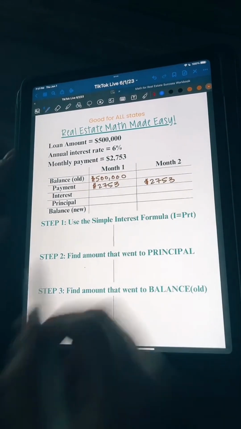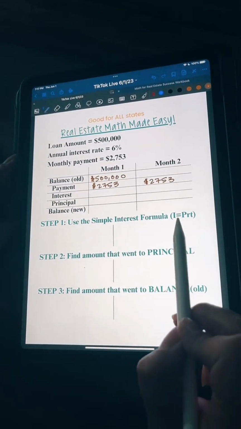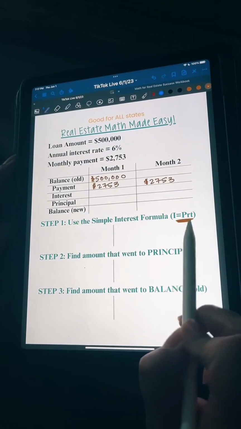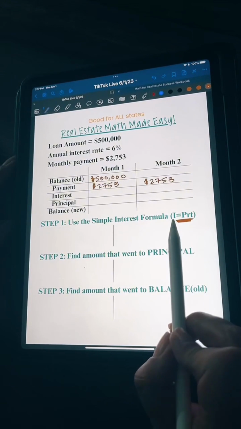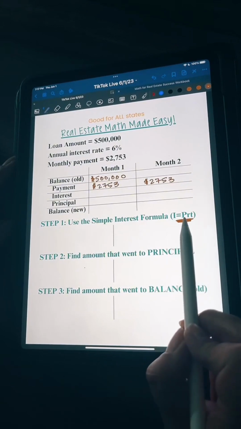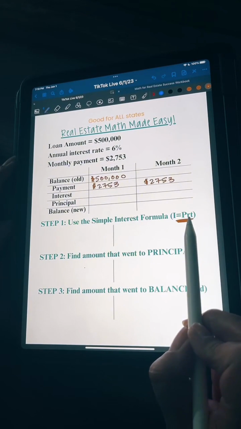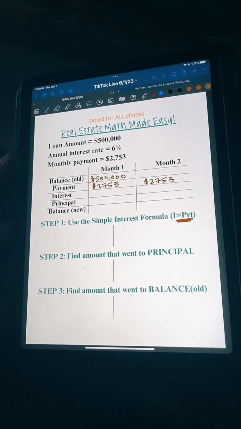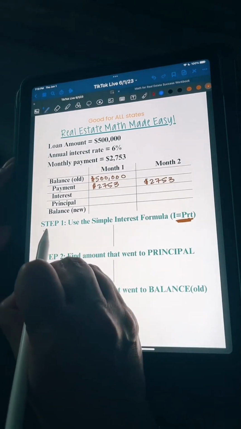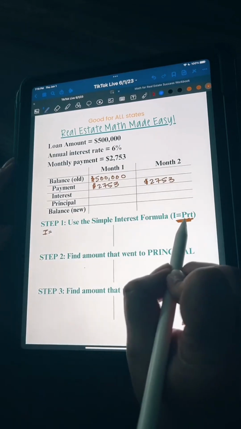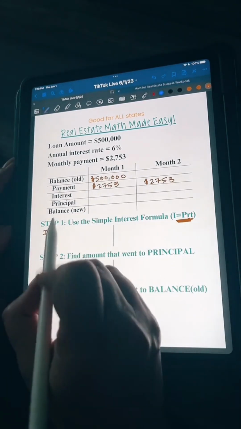So now my first step is to use the simple interest formula, which is I equals P times R times T, where I is your interest total, P is the principal amount, R is your rate or percent in decimal, and T is the time in years. Now, please watch this because I get a lot of questions. So here we go. I'm going to use this formula. I equals, my principal amount is $500,000.